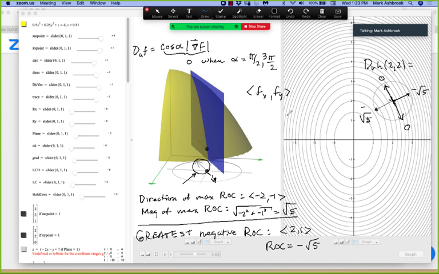Okay, any questions on this? Zero rate of change, max, and max negative rate of change. Why do we make it equal to 0 for the cosine change?